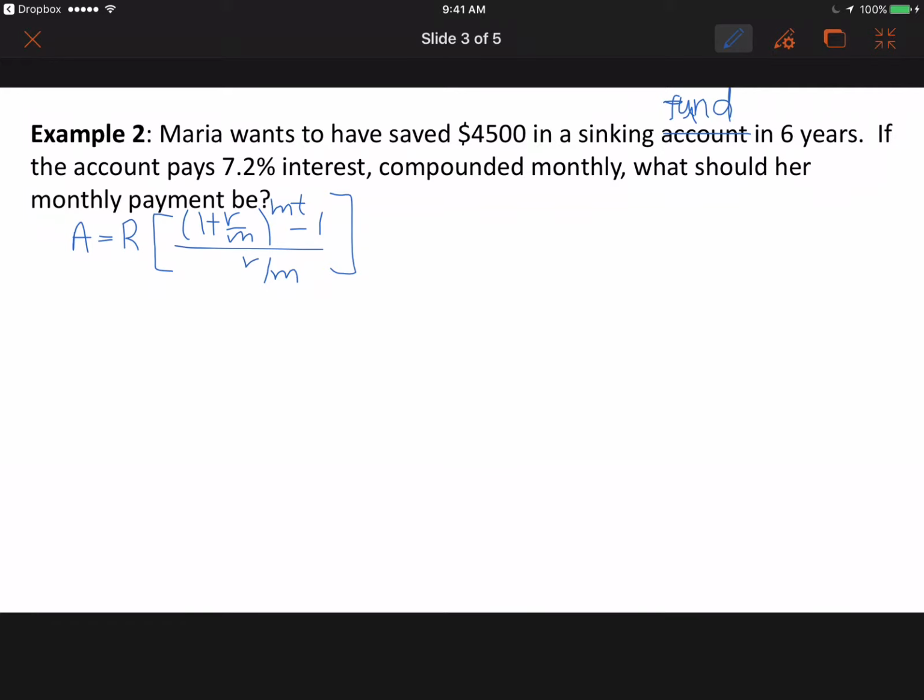Let's identify what we know. So this $4,500 is the amount she wants to have at the end. This is my A. In 6 years, so that's my t. The account pays 7.2% interest, so little r is 0.072. Compounded monthly again, so m is 12, and it wants to know what should her monthly payment be. So R is what we don't know. All right, so let's plug it all into the formula.